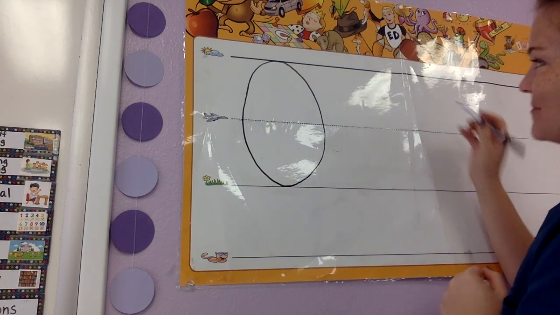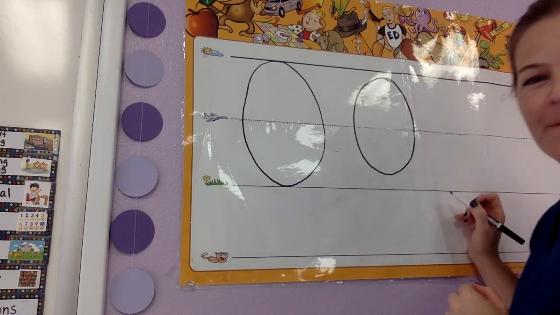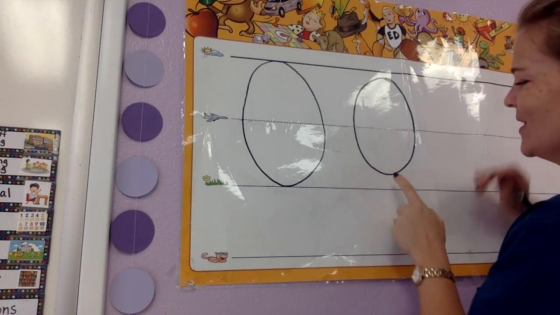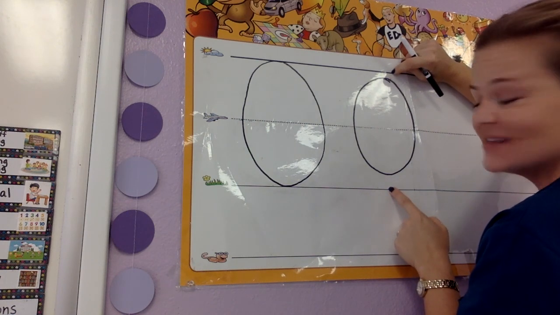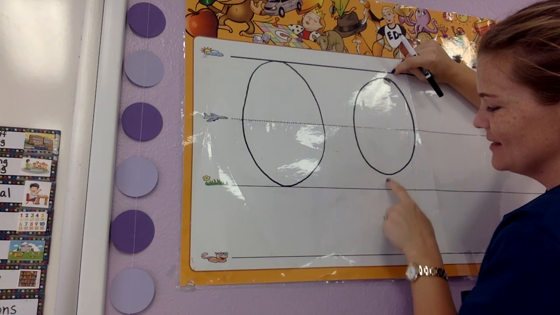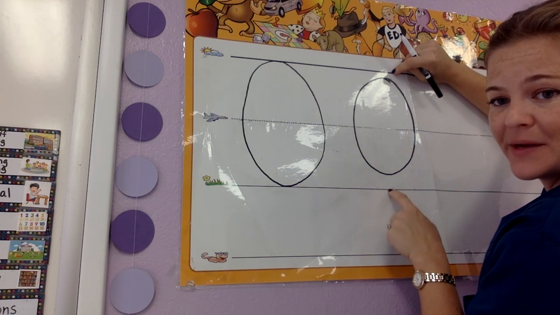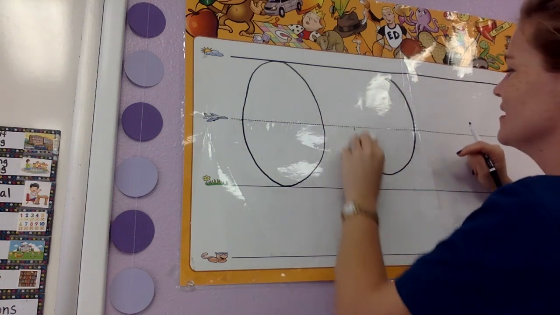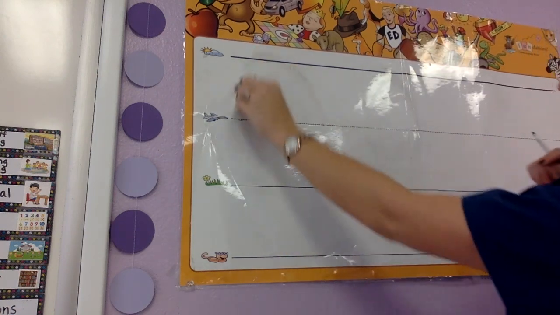Okay, tell me what's wrong with this uppercase O. What's wrong with that uppercase O? Look, it's not quite big enough. It needs to be a little bit taller to the skyline, and it needs to go a little bit down to the grass line. It needs to be a little bit bigger. Okay?